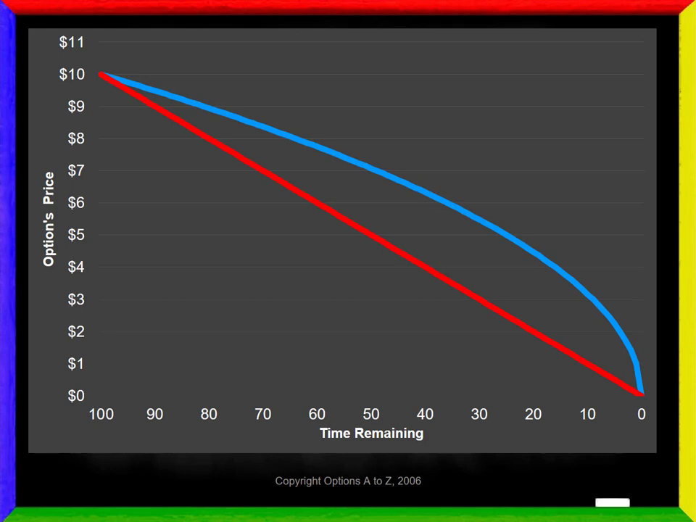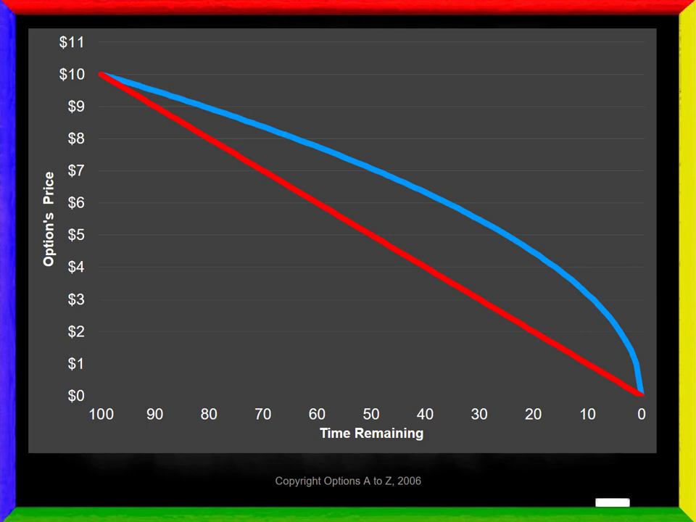First of all, while this red curve is not how options are priced in the real world, it is an interesting reference point because it's also the average rate of decay. In other words, if this option's price lost 10 cents each day, it would reach $0 in 100 days.